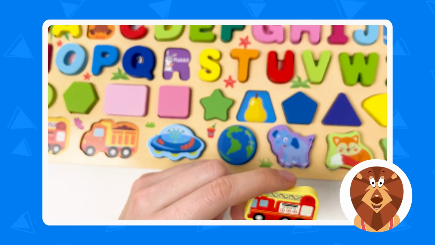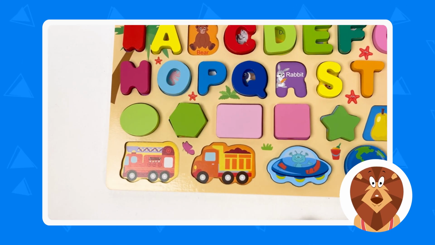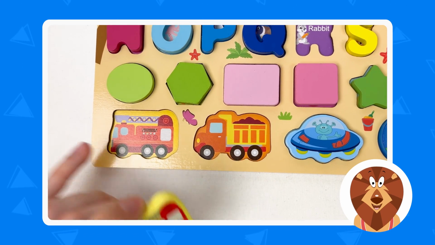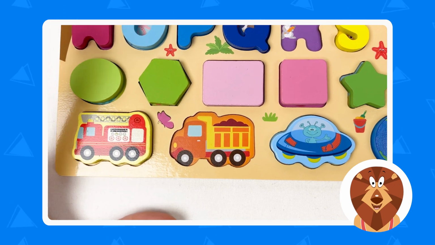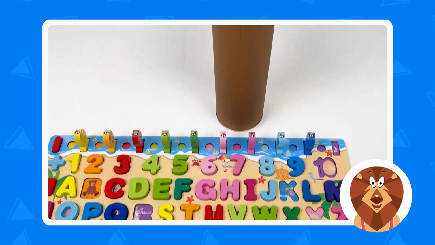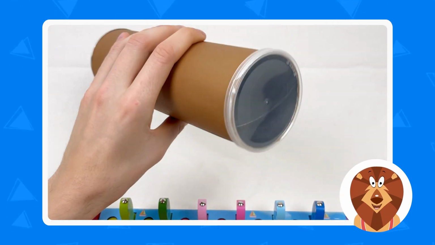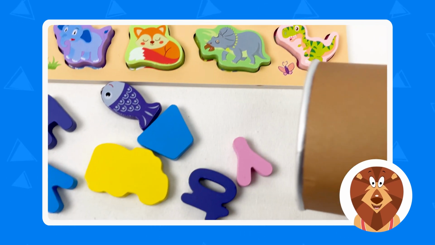And let's see where we can put this fire truck. Let's look. Can you see the place? Yes, this is the fire truck. So we can put it like this. Great. Amazing. And the last crayon that we're going to open is the brown crayon. It's going to help us complete our puzzle board.